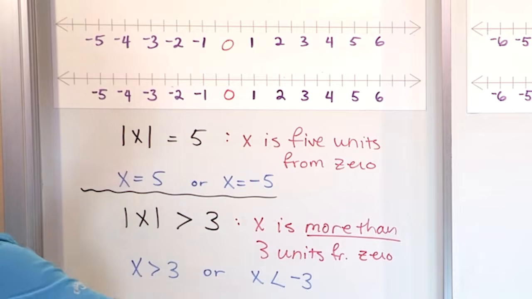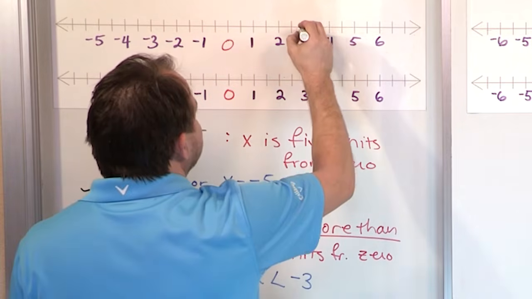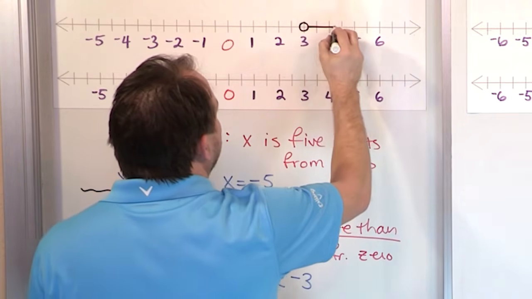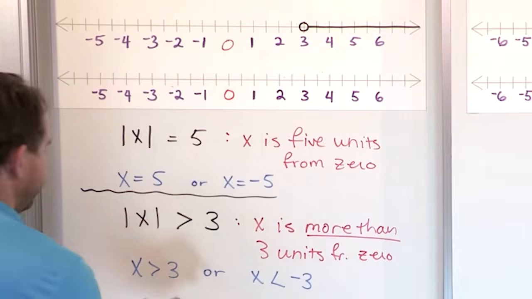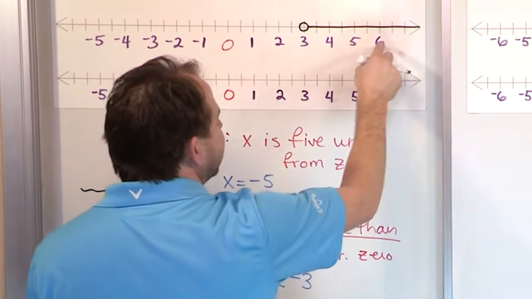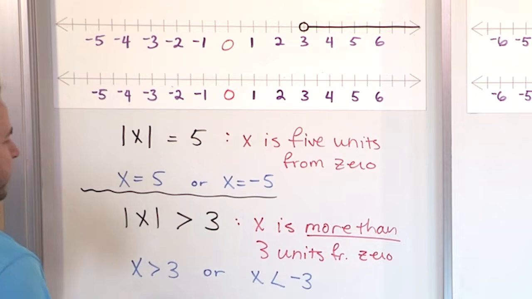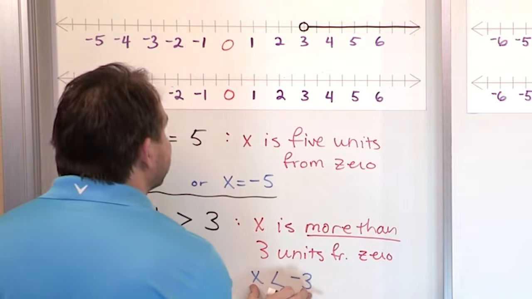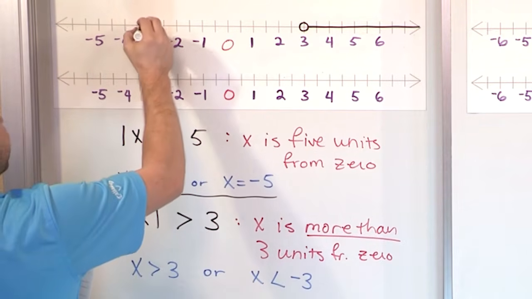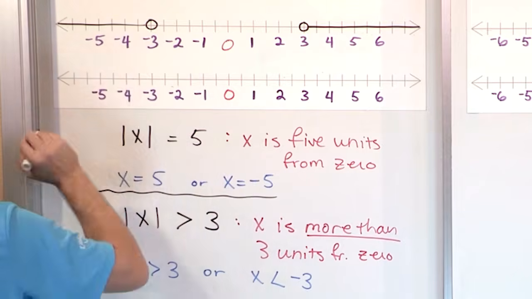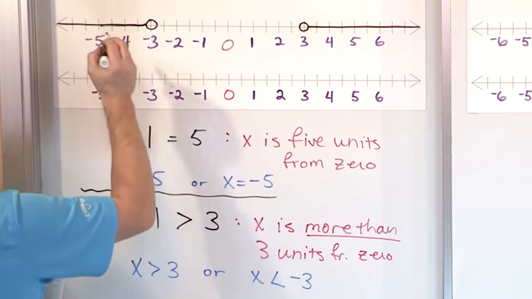What is x greater than 3? Well, x greater than 3 would be an open circle at 3, and it would be all the values to the right of this. X greater than 3 would be 4, 5, 6, 7, 8, and all the little decimals in between. But x less than -3 would be an open circle at -3 and all of the values to the left, like this. All the values to the left.